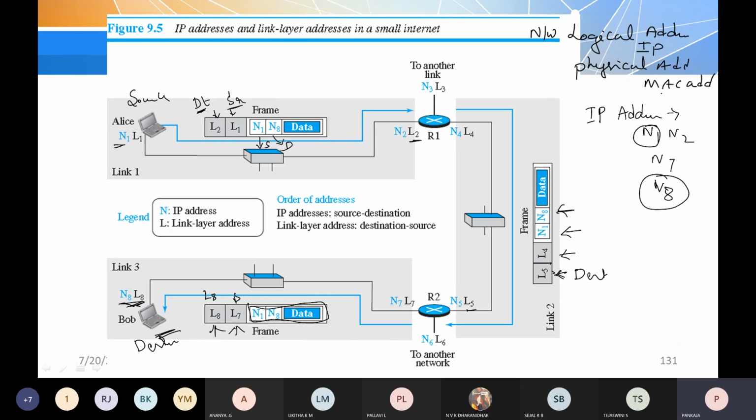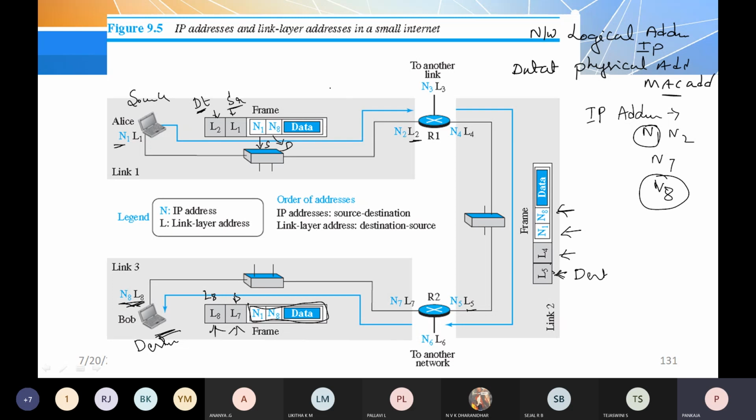Every system is assigned a unique IP address and MAC address, and the MAC address is at the data link layer. We have one more type of address, the port address, which comes under the transport layer. As of now we are not discussing the transport layer, so we'll just focus on this.